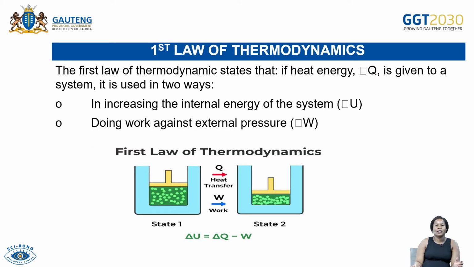Now, without wasting any time, let's look at the first law of thermodynamics. Okay, now the first law of thermodynamics, what does it state and how can we relate it to everyday life? The first law of thermodynamics states that if heat, given as a change in Q, is given to a system, it is used in two ways.